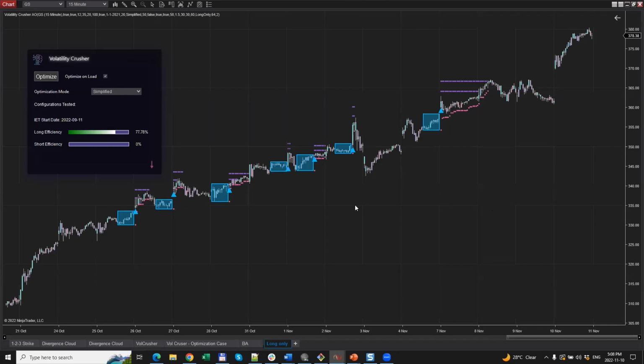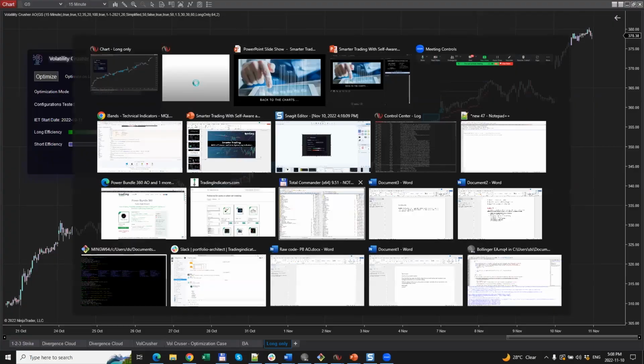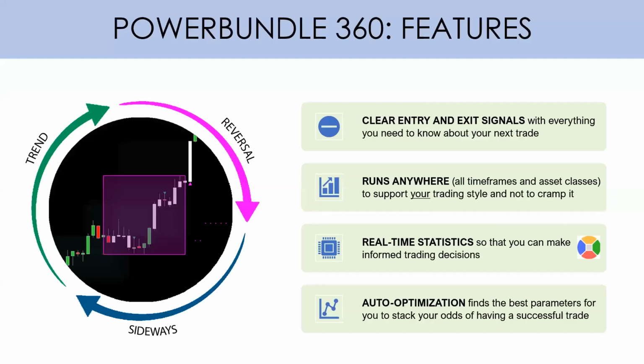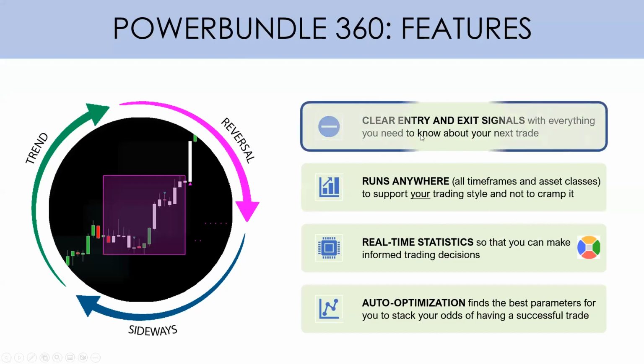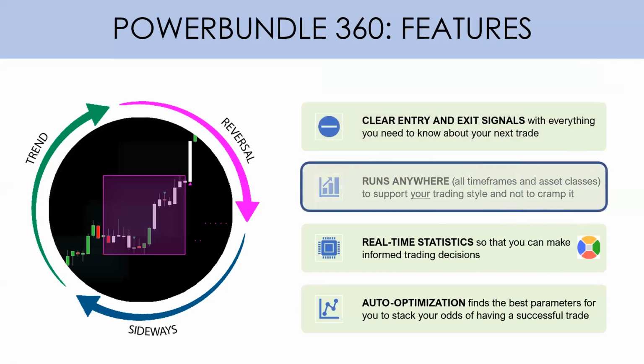Okay, let me go back to my slides real quick. As you can see here, all the indicators that I've shown you come with clear entry and exit signals. So they not only tell you when to enter a trade, but also when to exit from it. They run on every time frame, any asset class, or any chart type even. So whatever your trading style is, whether you are an investor, a day trader, or a swing trader, you can take advantage of these indicators.